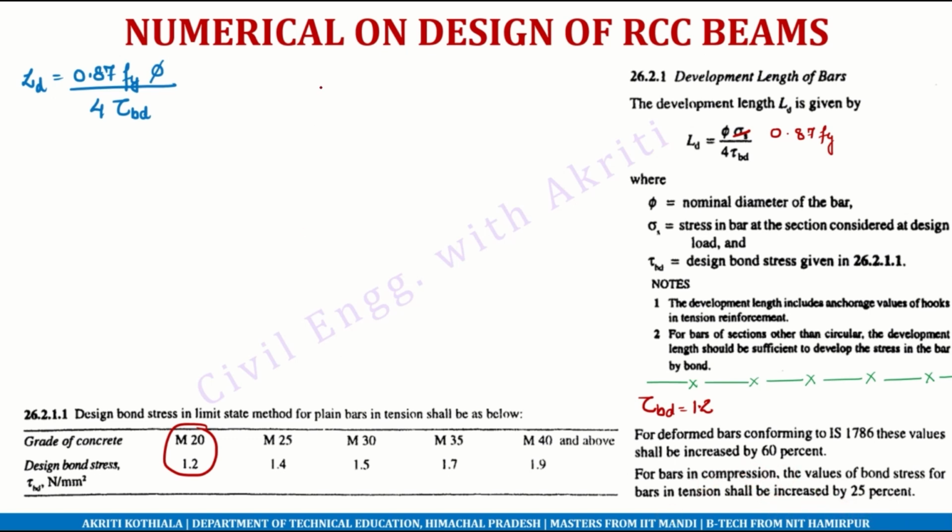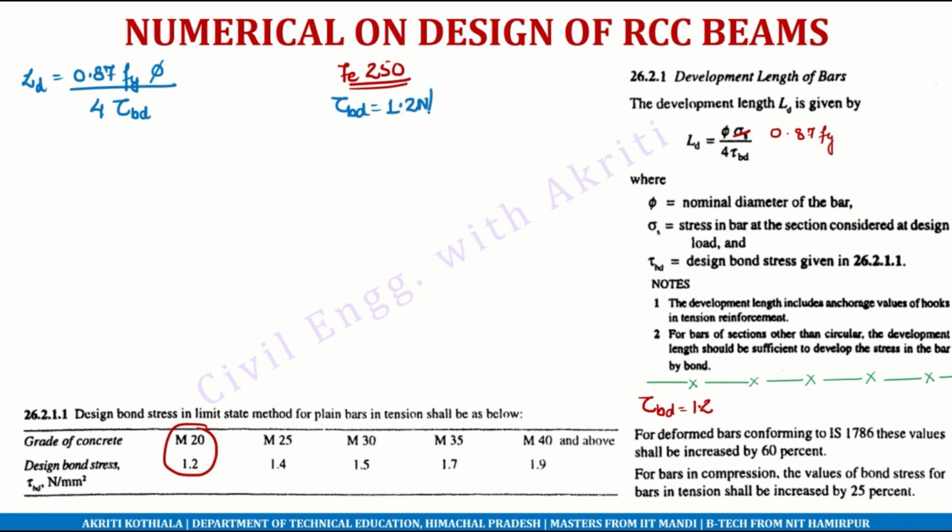However, if you remember, we are using Fe250 steel. So that is mild steel. For mild steel, we do not have to increase this value, but for HYSD steel, we'll be increasing this value by 60%. So for our case, at the moment, tau bd is equal to 1.2.